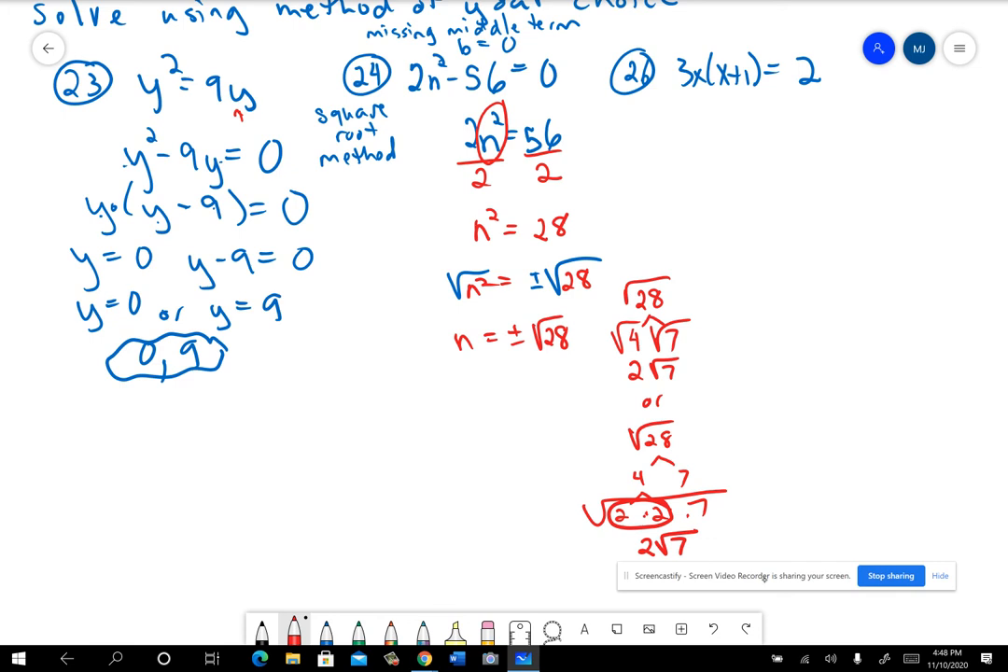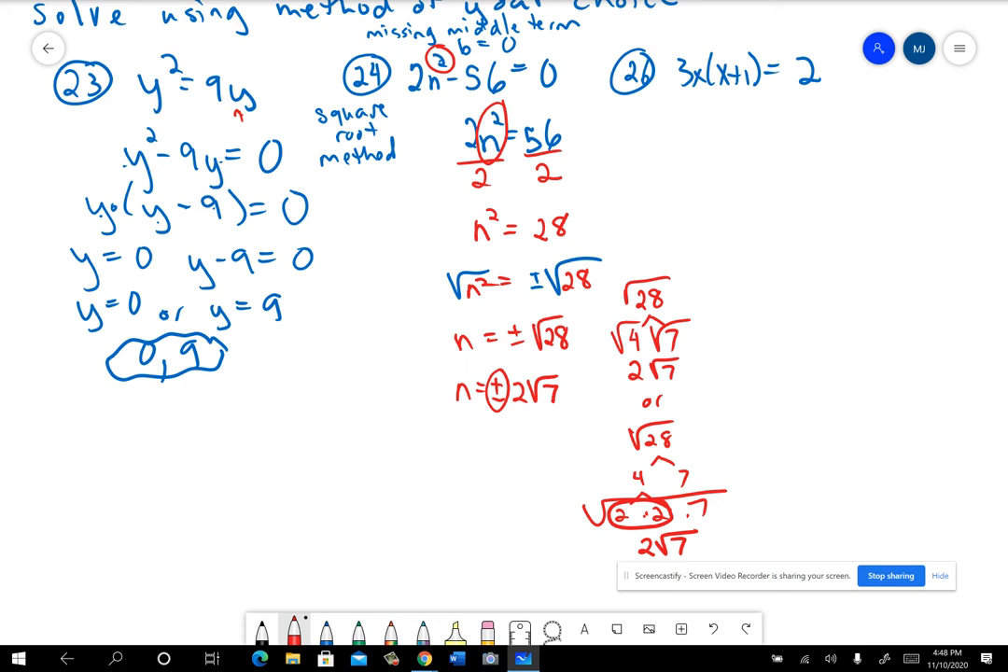All right, so your answer to this one turns out to be n equals plus or minus 2 square root of 7. Please don't forget the plus or minus. I am going to take off 2 points out of 4 if you do that. Okay, you've got to have 2 solutions. So don't forget about that. All right, and then see how this one worked well using the square root method? It's because it didn't have that middle term.